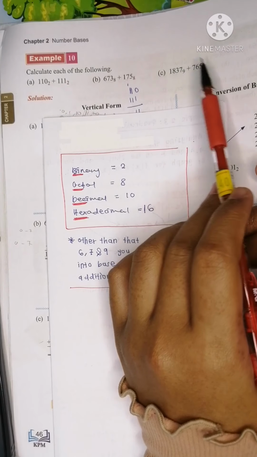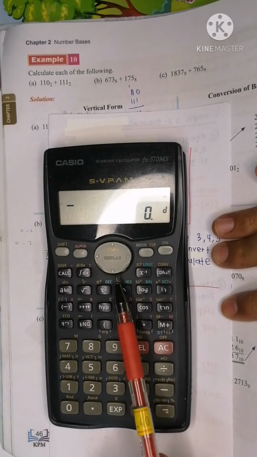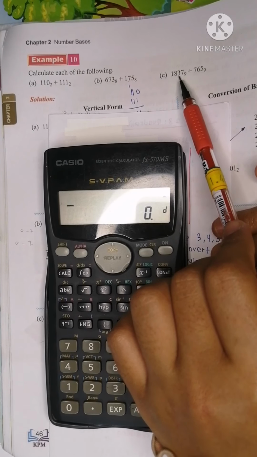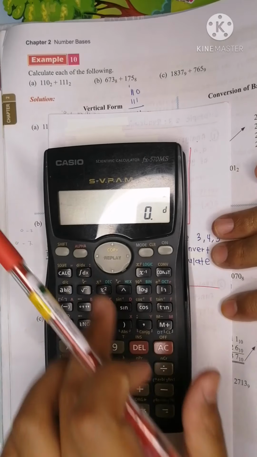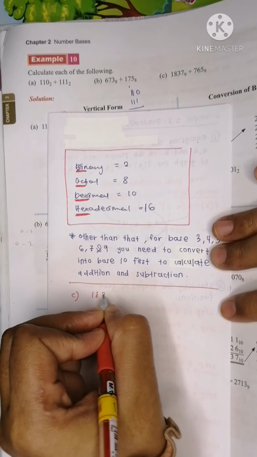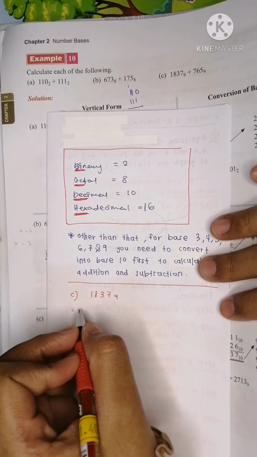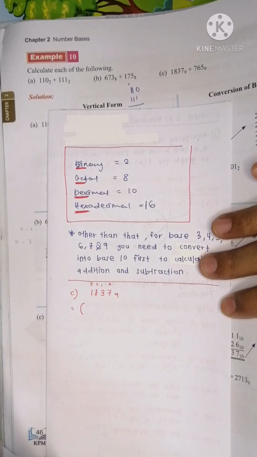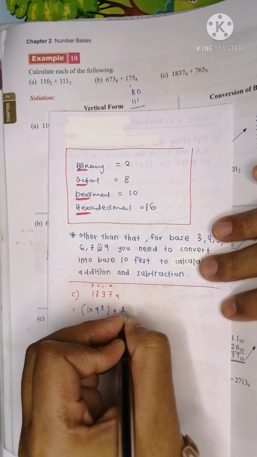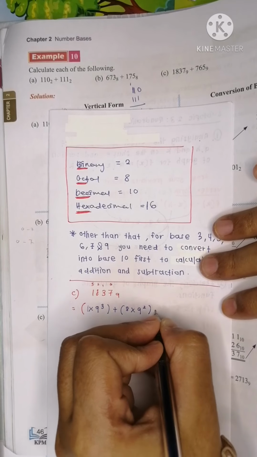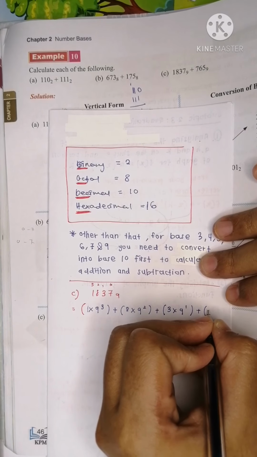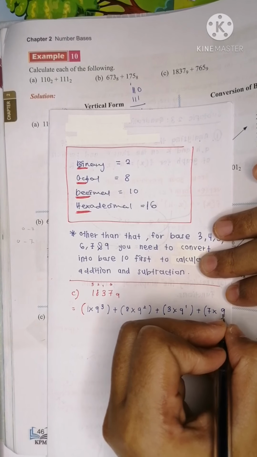Now for question C, this is base 9, right? So you cannot use your calculator to solve this one. What should you do? You need to change each of these into base 10 first. So you need to do it manually. For C, 1837 base 9, you need to convert into base 10. So positions 0, 1, 2, 3. Then 1 multiplied by 9 to the power of 3 plus 8 multiplied by 9 to the power of 2 plus 3 multiplied by 9 to the power of 1 plus 7 multiplied by 9 to the power of 0.